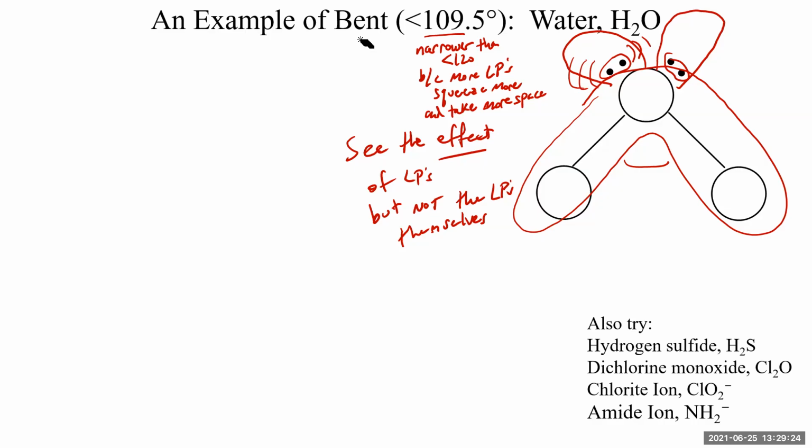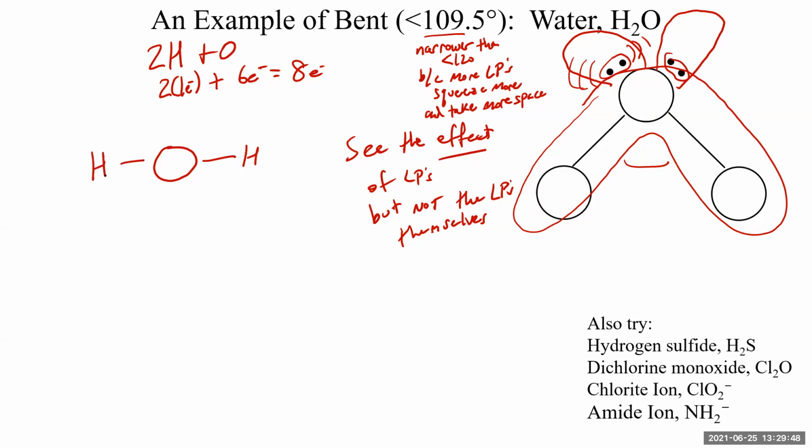So water. Water, of course, is very important to us. In water, we have 2 hydrogens plus 1 oxygen together. So that's 2 times 1 electron for each hydrogen plus 6 electrons. Again, that gives us 8 electrons. H2O. Oxygen is in the middle because there's only 1 oxygen. And we put the hydrogens on either side of the oxygen, like that.